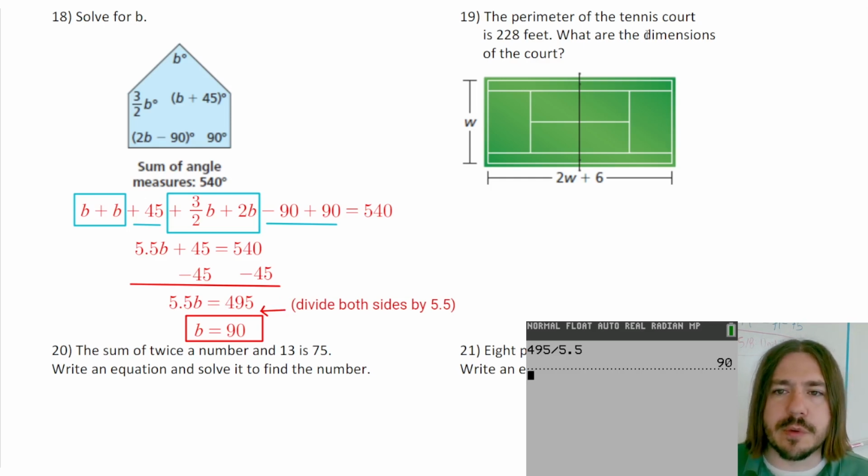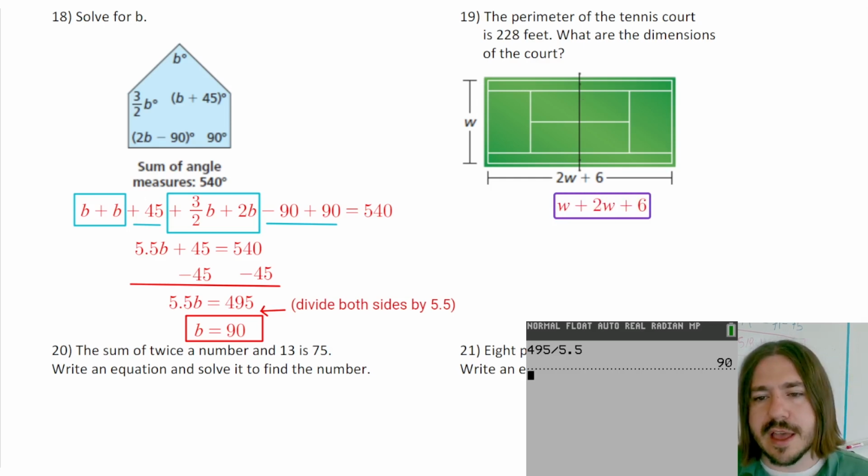Number 19 says the perimeter of the tennis court is 228 feet. What are the dimensions of the court? So we're going to solve this very similarly here. We're going to add up all the side lengths. So we've got W plus 2W plus 6. And then we've got the other two sides, which aren't labeled.